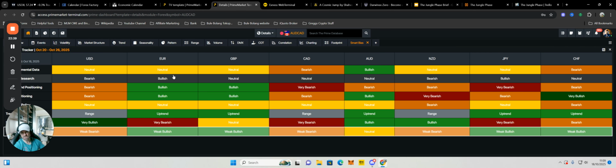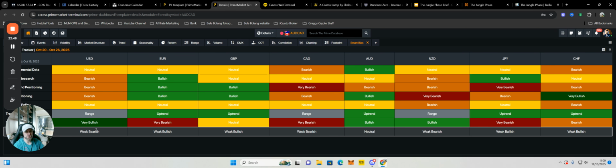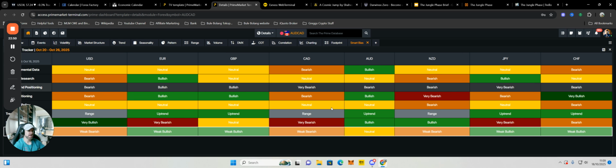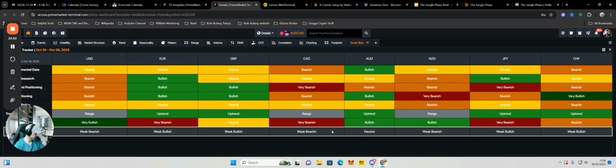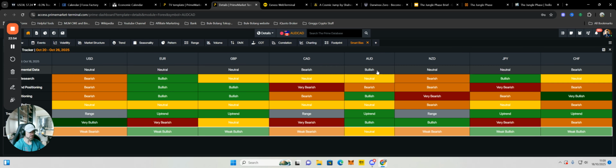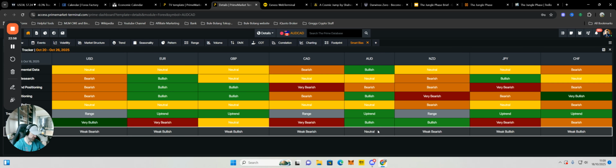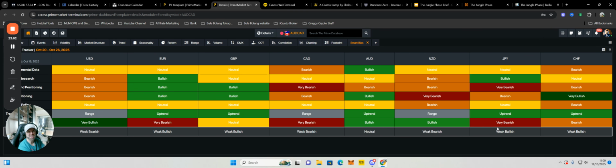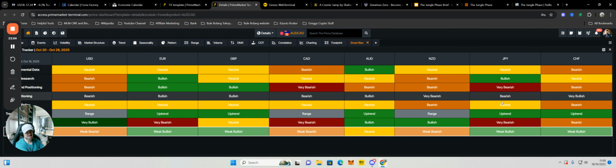There we go. Look, Euro is still weak bullish. USD weak bearish. I've got it in neutral, so we're quite similar. GBP weak bullish, similar again. CAD weak bearish. I've got it in weak, yeah. AUD neutral. Yep, I've got it in neutral. NZD weak bearish. I've got it in weak. Japanese Yen weak bullish. I've got it in weak. So we're opposites on this one.